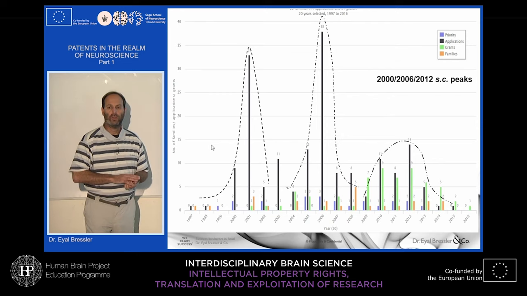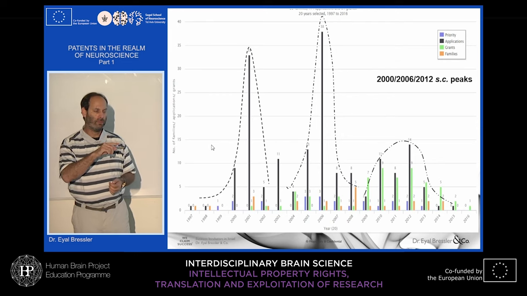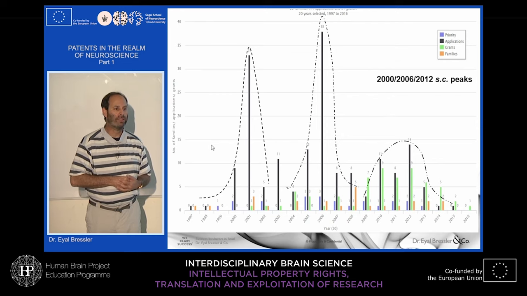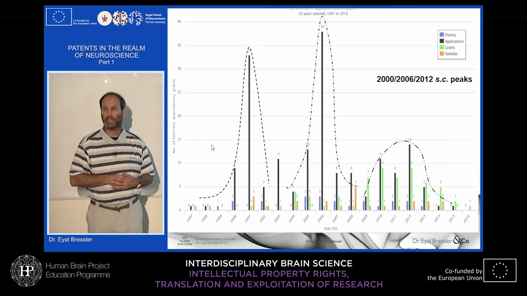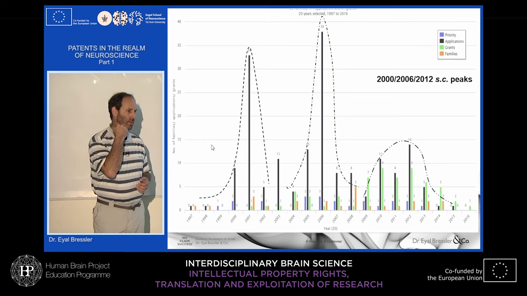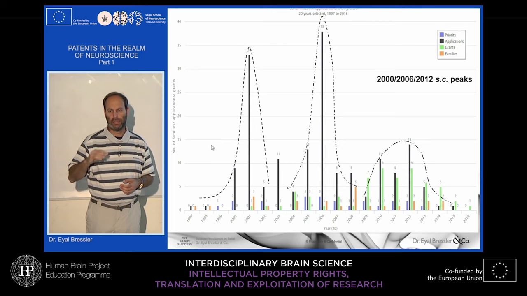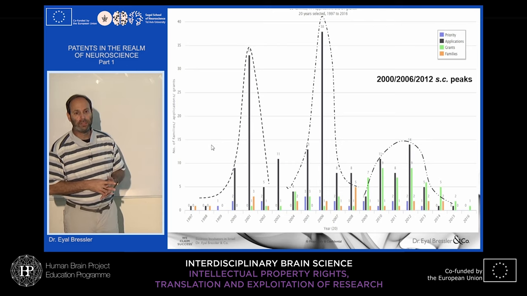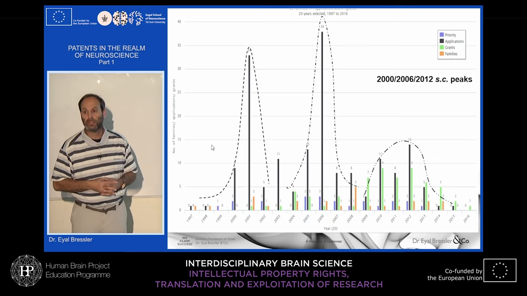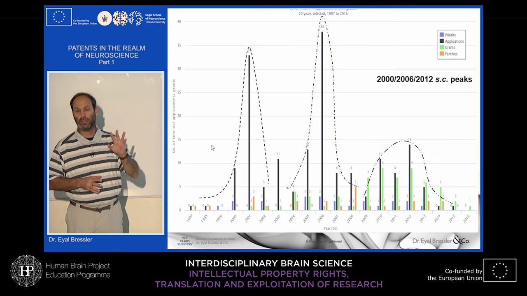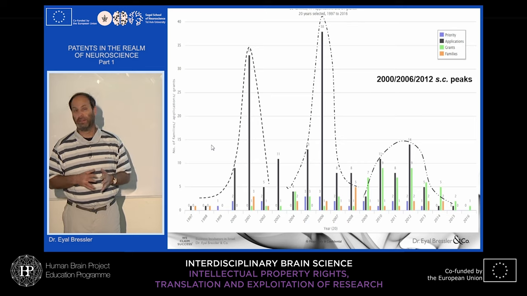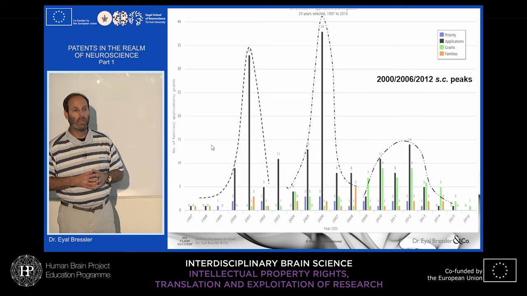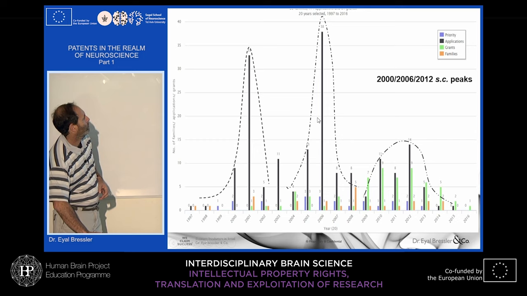I'm looking now for the time plot of filing those patents. And you see that there is no one peak. There are three peaks, a series of three peaks. I will call it the 2000 peak, the 2006 peak, and the 2012 peak. Three peaks. So something is happening here, okay? Let's see what's happening here.